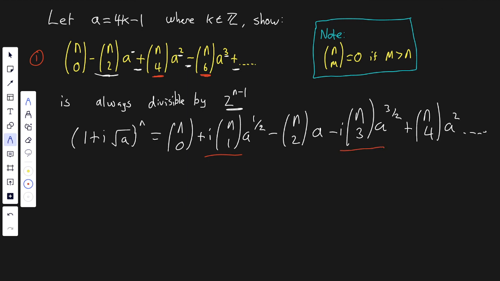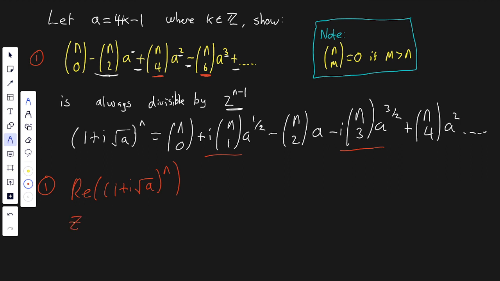But do you notice something in common with these? The i. So we can do a little trick with this. We can take the real part on both sides. So we get 1 is the same as the real part of 1 plus i root a to the n. Now generally any real part question, you're going to want to convert it to modulus argument form. So let's go ahead and do that.